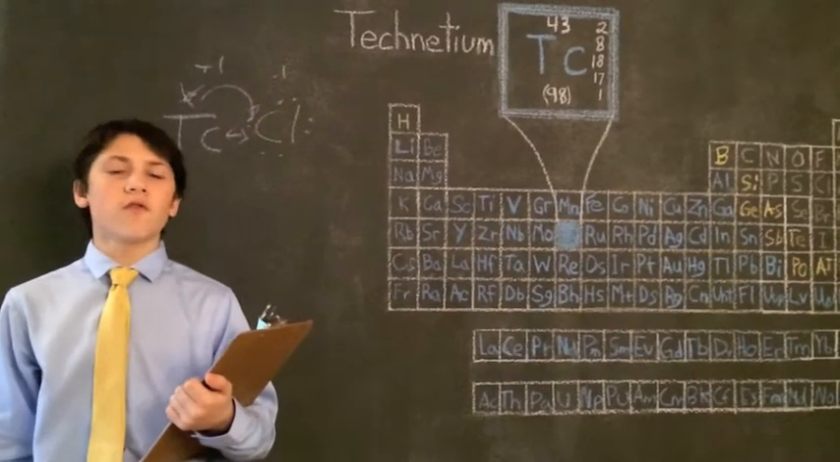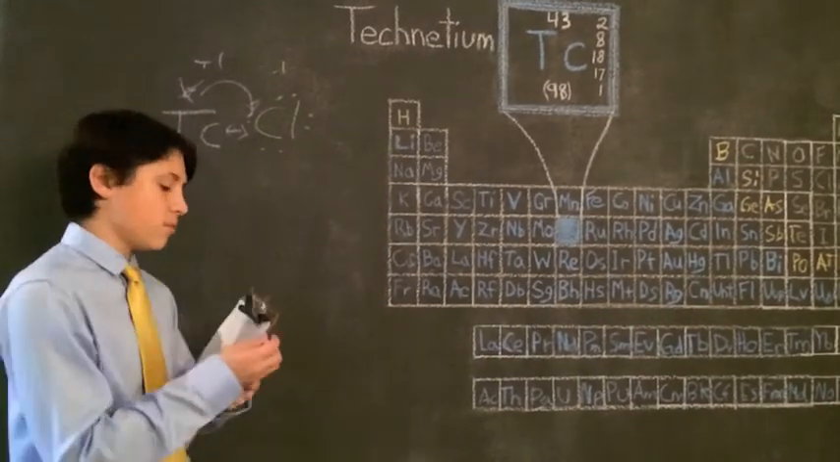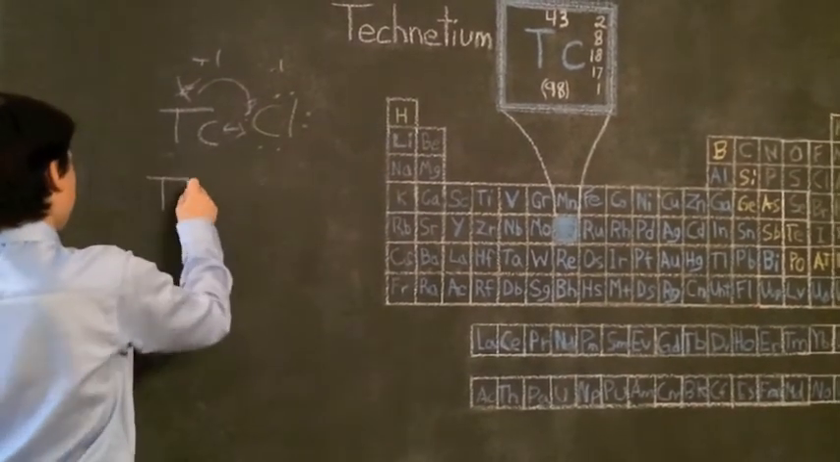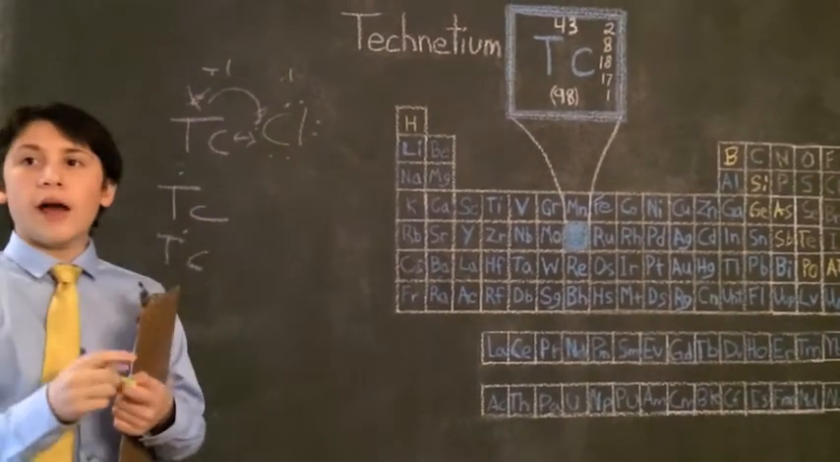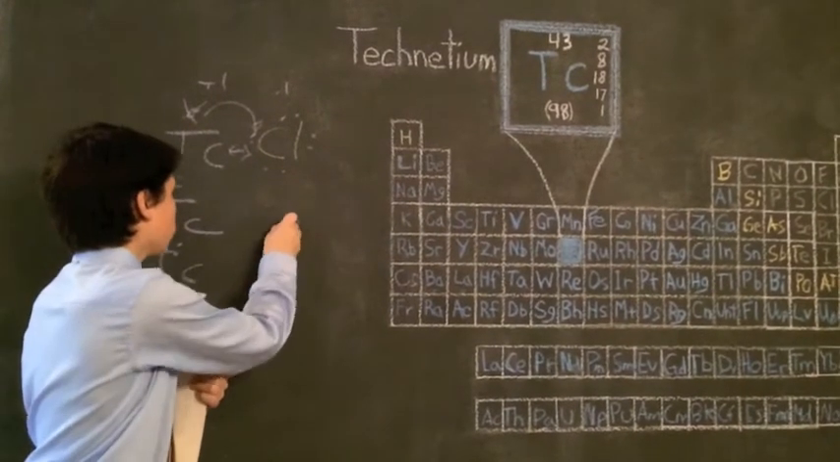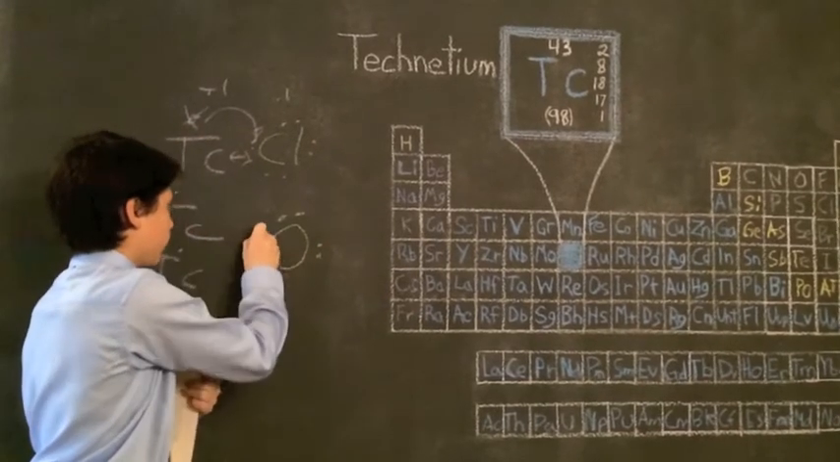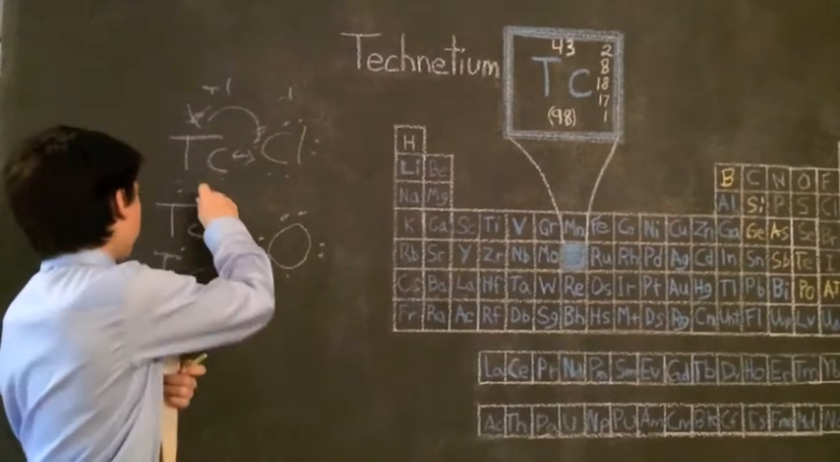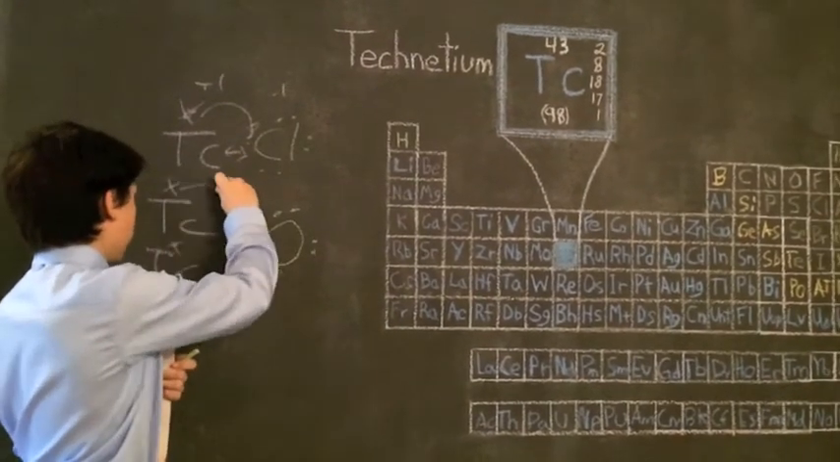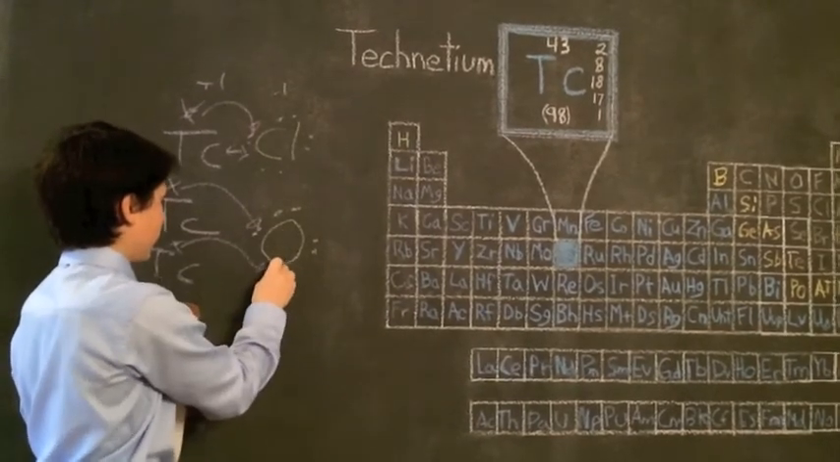Okay, but what if it tries to bond with oxygen? Oxygen only has 6 valence electrons. In that case, we'll need 2 valence electrons to fill oxygen's outer shell. So what do we do? We take 2 atoms of technetium, as I'll demonstrate here, each with 1 valence electron. Now, I will draw oxygen with 6 valence electrons. So what happens now? Both of the technetium atoms give away their valence electrons to oxygen to fill its outer shell.